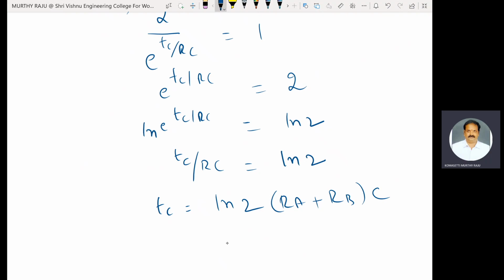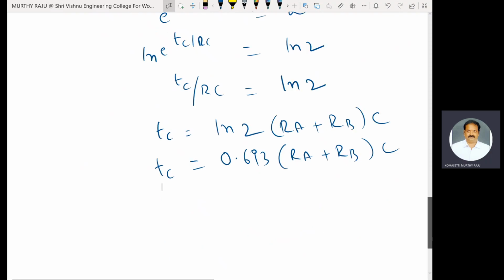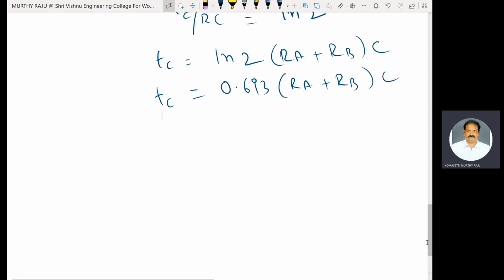ln 2 is equal to 0.693. So TC is equal to 0.693 into RA plus RB into C. This is the charging time constant, the amount of time required to charge the capacitor. TC is equal to 0.693 RA plus RB into C. This is nothing but T on.